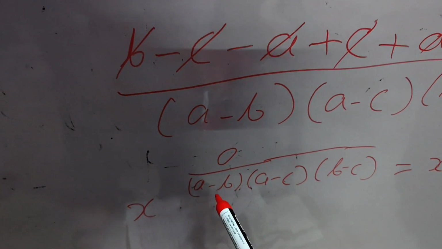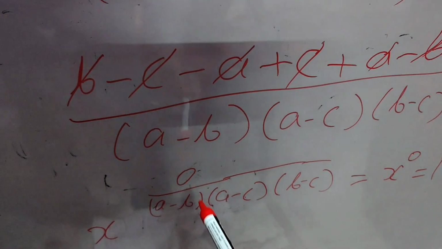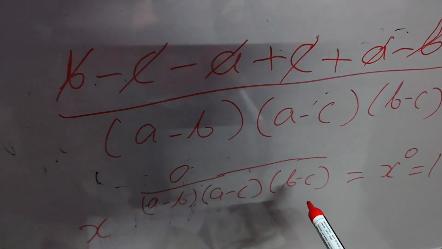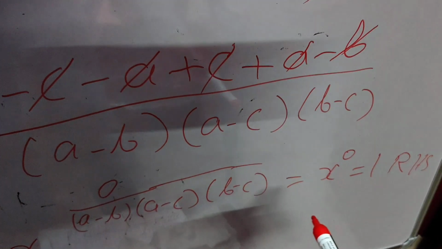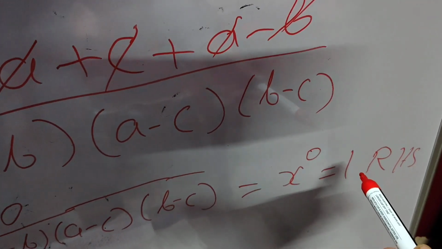x to the power 0 by a minus b, a minus c, b minus c. So 0 by a minus b, a minus c, b minus c becomes 0. And x to the power 0, anything having power 0 becomes 1. So RHS is proved.